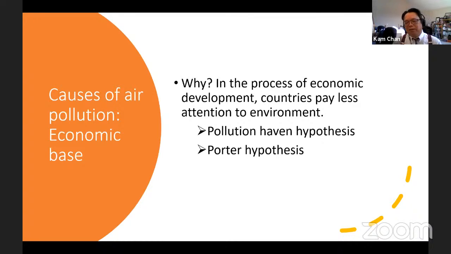The second one is called the Porter hypothesis, which suggests that, hey, look, it's not just a pollution haven. When the economy grows, they are going to adopt better technology to overcome the adverse impact of pollution. So don't worry about that. The pollution haven hypothesis cannot be sustained over the long term, and economic and environmental achievement can both be present or sustained. These are earlier, 30 years ago type of thinking.